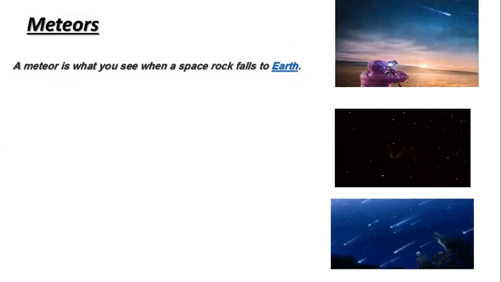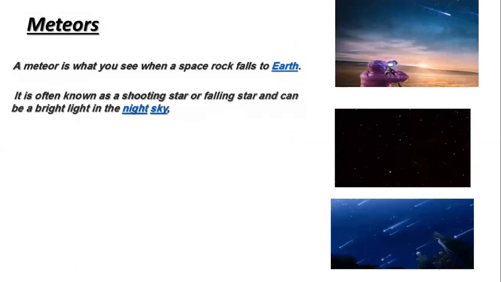Look here at the picture. Is this an asteroid? No. This is another one: meteors. A meteor is what you see when a space rock falls to Earth. It's often known as a shooting star. We call it a shooting star.